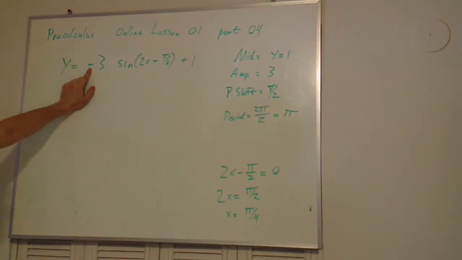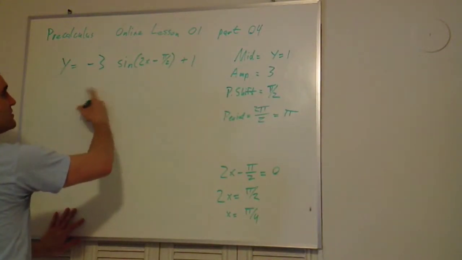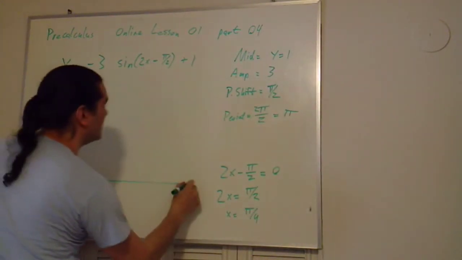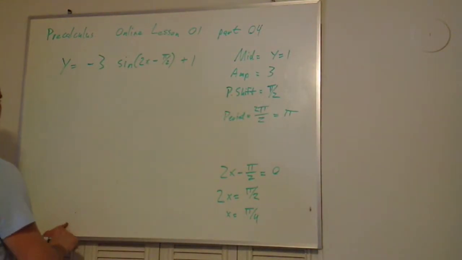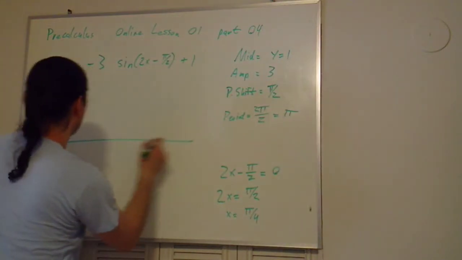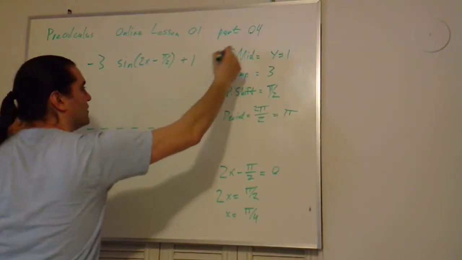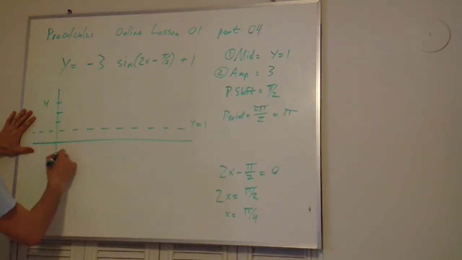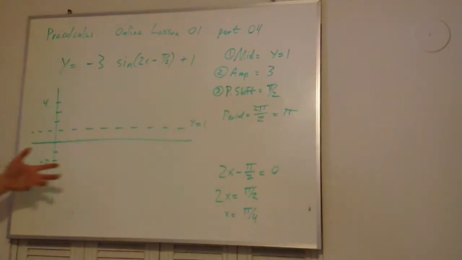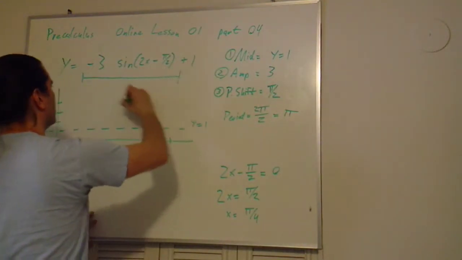So I know that wherever this thing goes, it's going to go up to 0 and down to negative 4. These are going to be the top and the bottom of my sine wave. 2 units above the midline, 2 units below the midline. That's my amplitude sorted. The phase shift is going to be negative pi over 3. That's where I'm going to start on the x-axis.